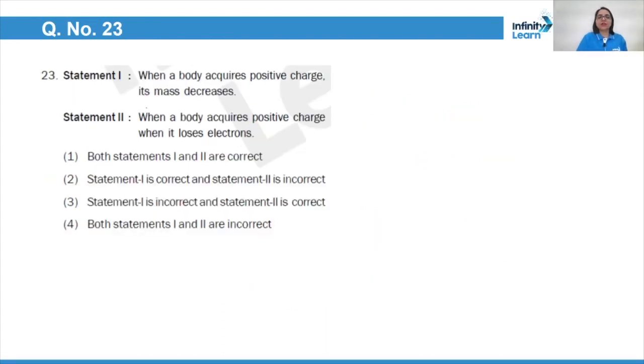Question number 23. When a body acquires positive charge, its mass decreases. A body acquires positive charge because of the transfer of electrons from that body to another body, right? So it is losing electrons. That means its mass will decrease. So this statement is true. When a body acquires positive charge, it loses electrons, yes, that is also true. So both statement 1 and 2 are correct. That is our correct answer.